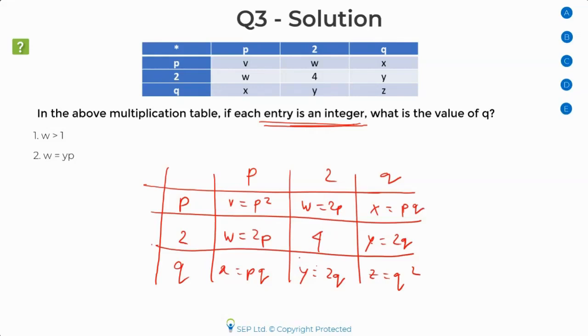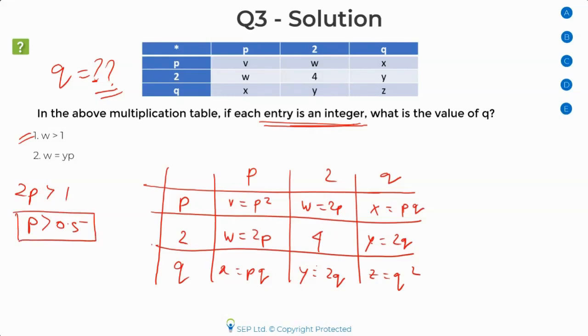Okay, now let's go to the statements. And let's write down what we need. We need the value of Q. So we are looking for Q. Good. First statement is W is greater than 1. Okay, it's an inequality which is telling me that if I look at W, W is 2P. So I know that 2 times P is greater than 1 or P is greater than 0.5. That is all I can say, but nothing else.